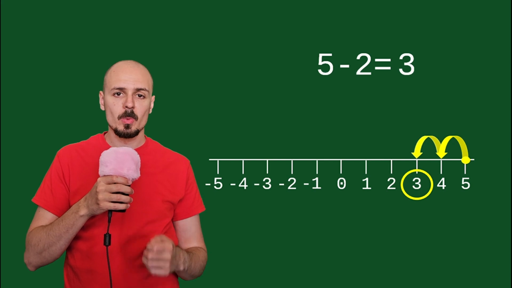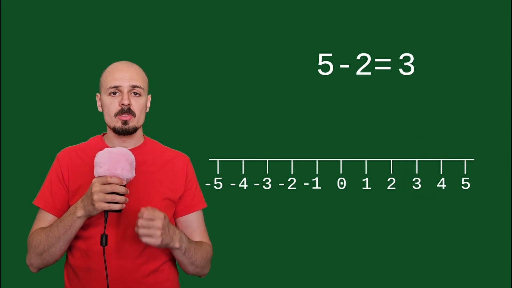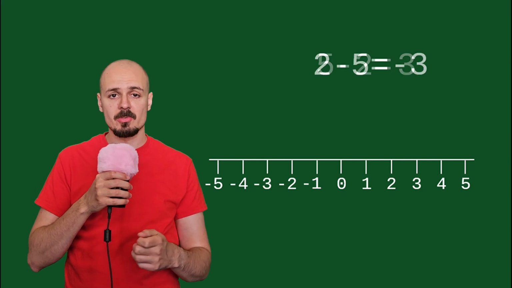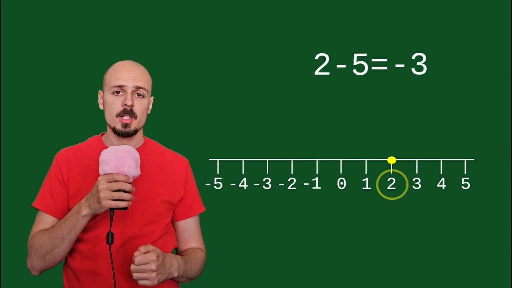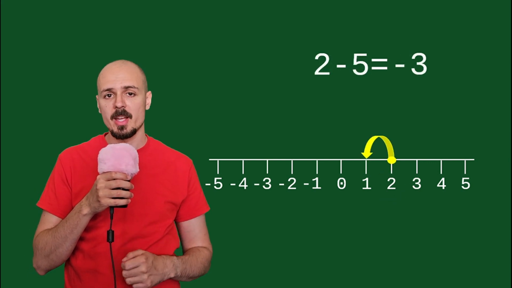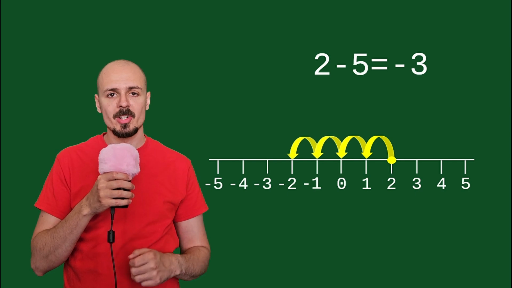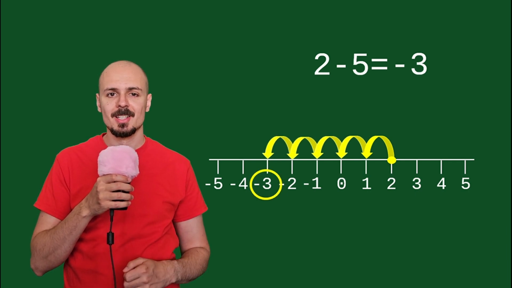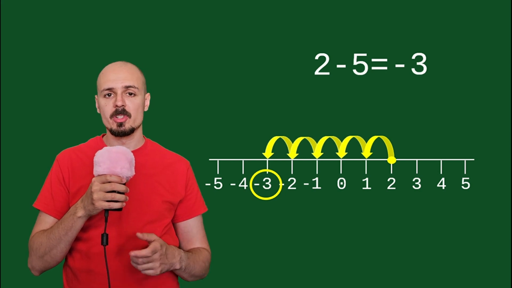Now, this is one way to think about subtraction, and we can use it to get negative answers as well. Say we have 2 minus 5. We can start here at 2, then move 5 spaces to the left. Doing so will leave you here at negative 3. Therefore, the answer is negative 3. Hopefully this makes sense and you're able to visualize the number line when working through these problems.